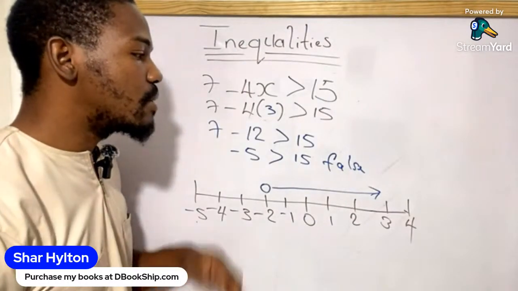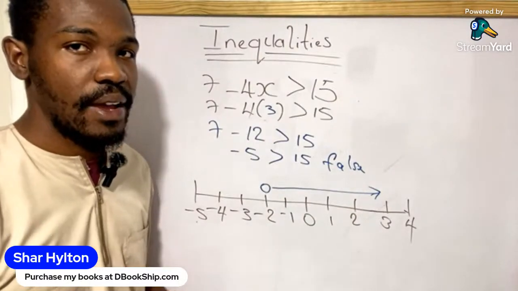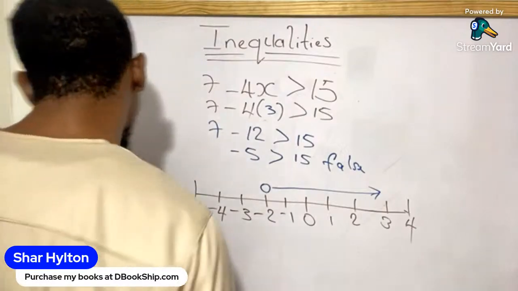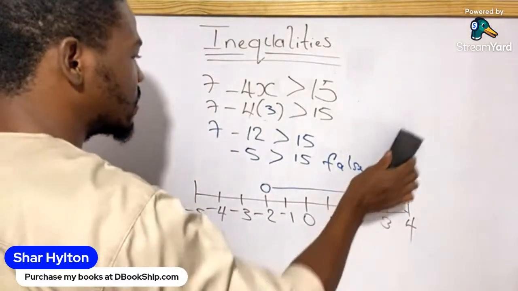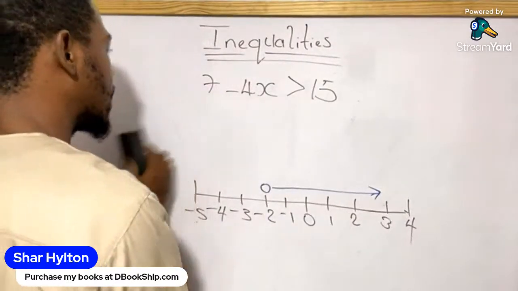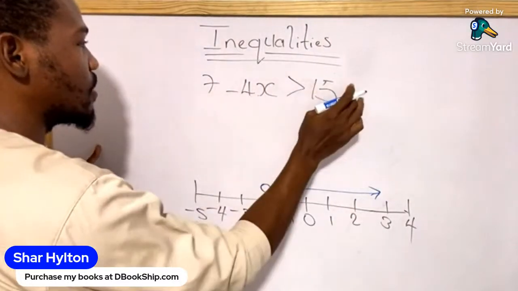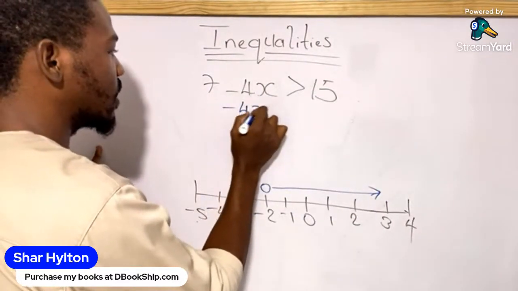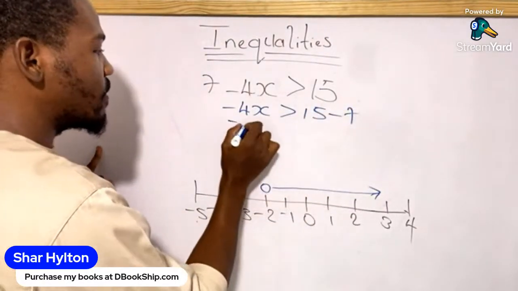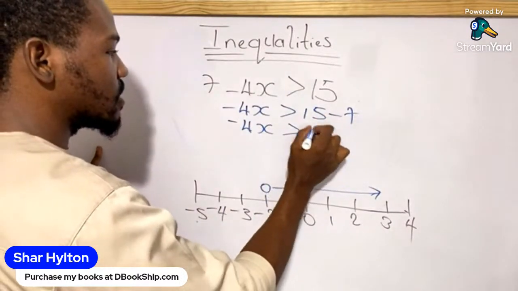Now, in terms of the mathematics behind all that we did just now, everything was fine. It's just that there's one small thing that we did not do. Or let's say it's a little rule that was ignored. So we're going to look at it again. When we're doing our calculations, we actually remove this 7 and put it over here, which would give us negative 7. Now we have negative 4x is greater than 15 minus 7 gives us 8.